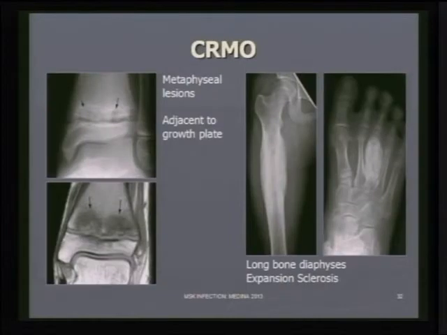suggesting the diagnosis. When it occurs in long bones, it can occur when the patient has an immature skeleton adjacent to the open growth plate as multiple small lytic lesions with a sclerotic margin. Whereas in the shafts of the long bones, either the major long bones or the small long bones, it can result in very marked bone expansion, cortical thickening and sclerosis. And this is two examples here on your left-hand side, one in the femur and one in the metatarsal, all of these features being those of chronic recurrent multifocal osteomyelitis.